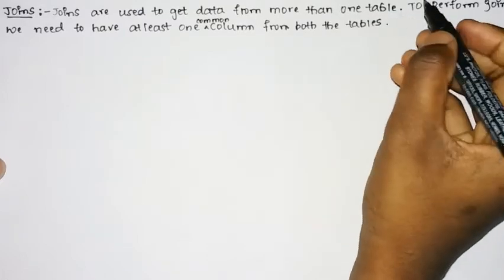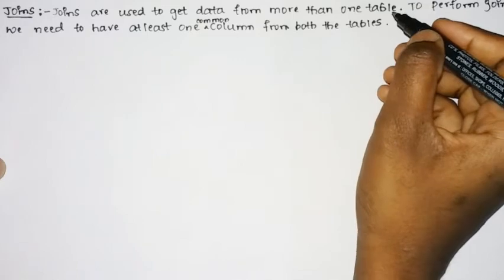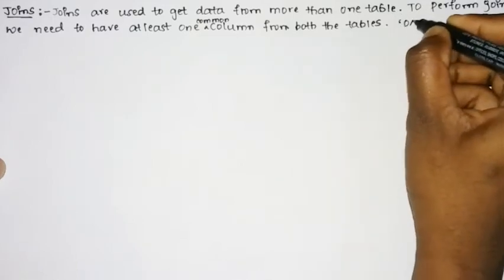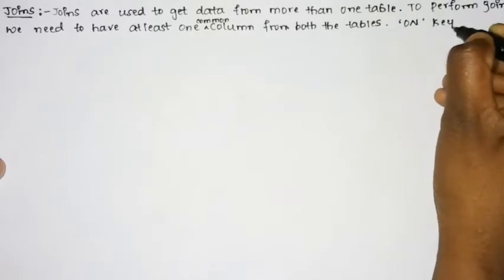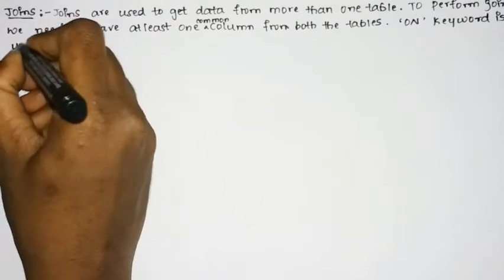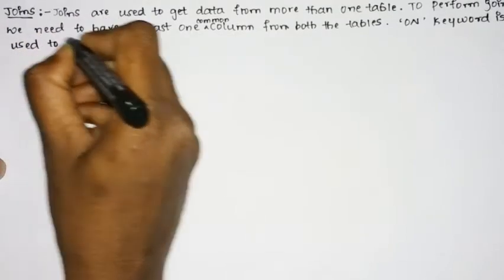And second thing is that we need to use one keyword to perform join. So in order to perform join, we have the ON keyword. The ON keyword is used to perform joins.